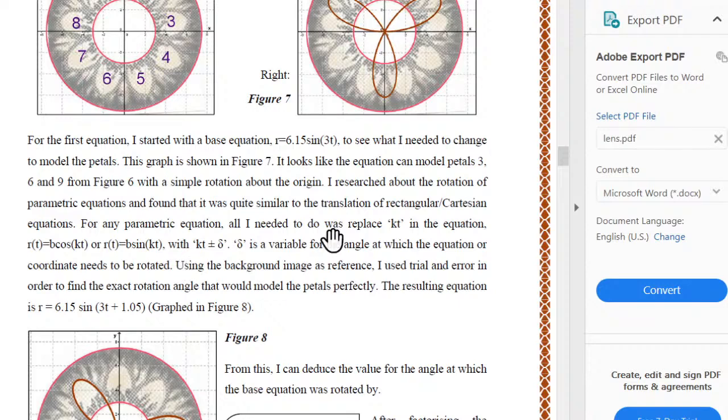For any parametric equation, I need to use the kt equation with kt plus or minus delta. So this is a phase shift. Phase shifts are in the new HL syllabus, so we'll talk about phase shifts. If you haven't seen this before, make sure you study topic 1 and adding sections of the same frequency, but different phase shifts and different amplitudes. So that's in the interpretation HL.